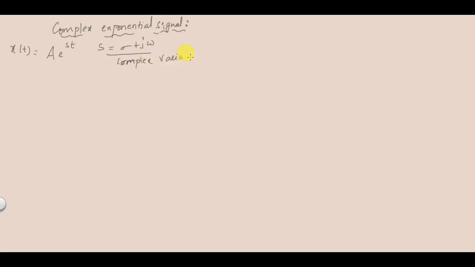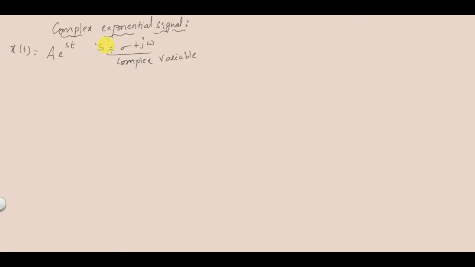Next, we'll discuss the complex exponential signal. A complex exponential signal is generally represented as x of t is equal to A e power st, where s is sigma plus j omega, a complex variable because it contains both a real part and an imaginary part.